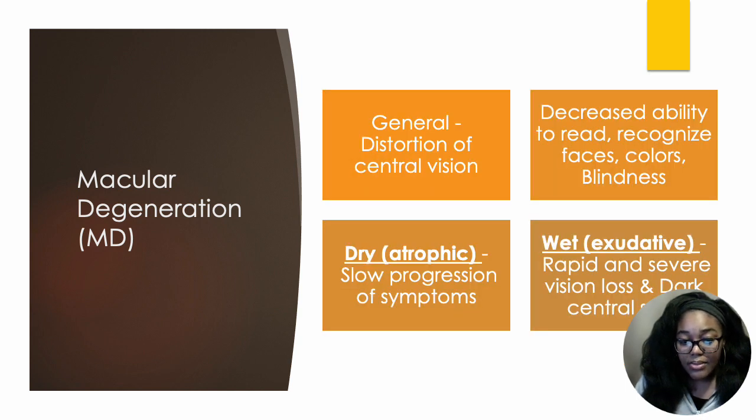Here are signs and symptoms. As far as the dry macular degeneration, it is a slow progression of symptoms, but again, there is no treatment for this. So once this progresses and it starts, there is no reversing that process. Whereas with the wet exudative, you do have treatment options. And as far as what it does, it is a rapid and severe onset of vision loss. And sometimes you'll even have dark or central spots within the retina that are present. You have decreased ability to read and recognize faces, colors, and you also have blindness that are associated with macular degeneration. And you have the general distortion of central vision with both types.